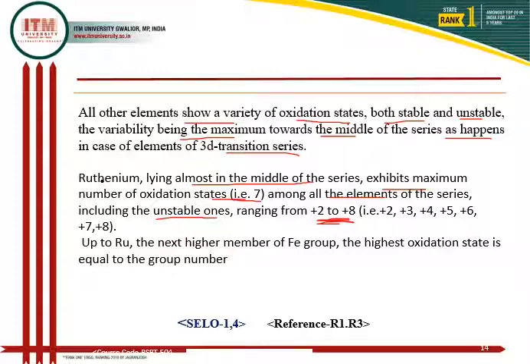And the maximum oxidation state of the 3d series, that is of the middle element manganese, is up to plus 7, and ruthenium is showing up to plus 8. So up to ruthenium, the next higher member of the iron group, the highest oxidation state is equal to the group number.